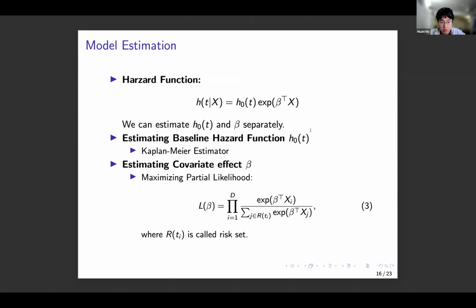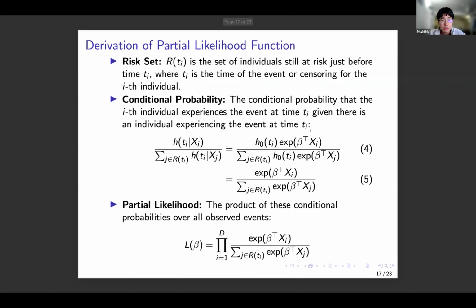So the partial likelihood function is the L beta given by equation 3. And now we're going to discuss how to derive this function. So first, we define the risk set. R(ti) is the set of individuals still at risk just before time ti. And here time ti is the time of the event or censoring for the ith individual.